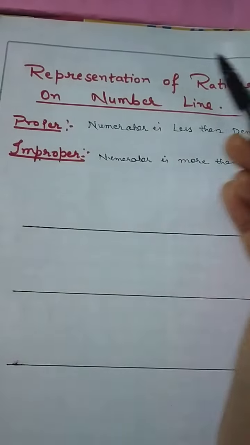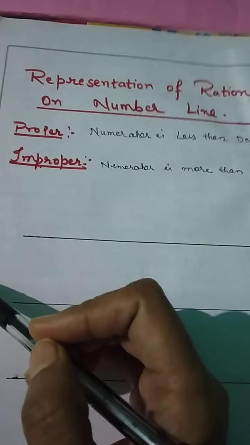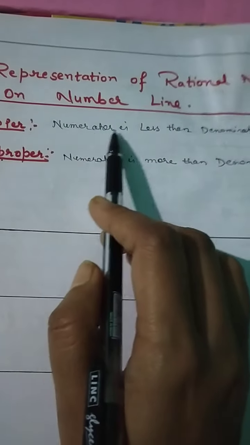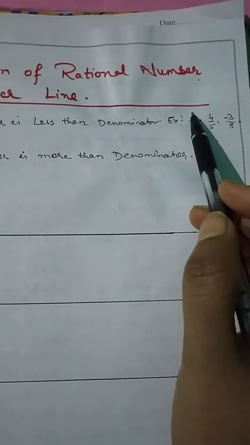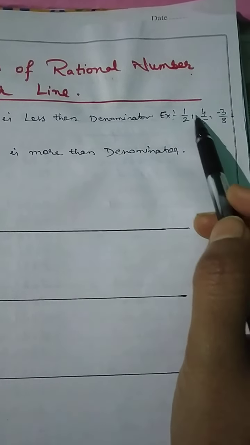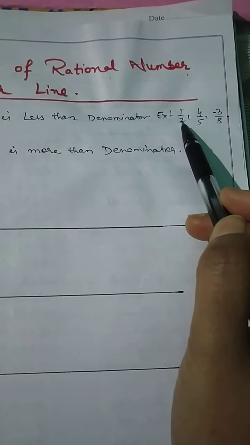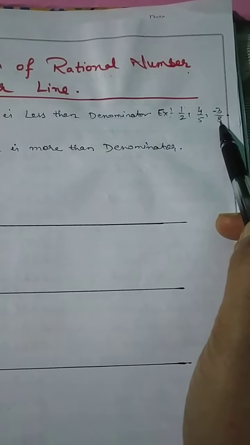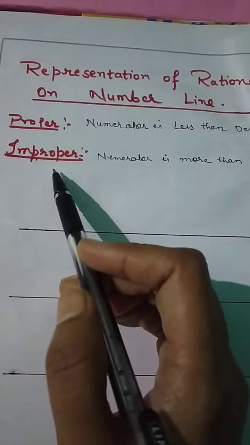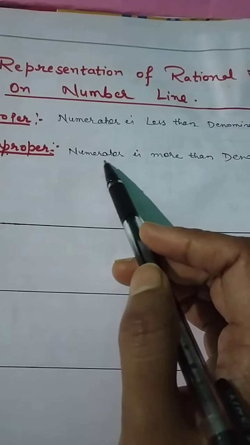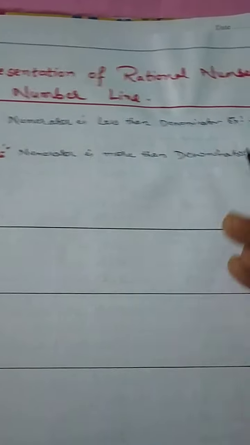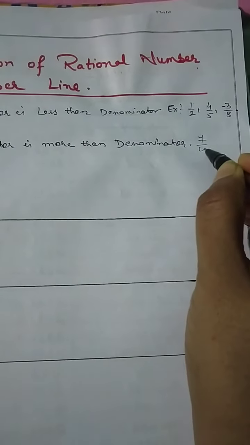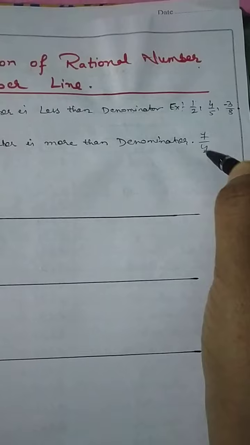Similarly, we have proper rational numbers and improper rational numbers. Whenever the numerator is less than the denominator, it is called a proper rational number, like 1 by 2, 4 by 5. You can see the numerator is less than the denominator, minus 3 by 8. Similarly, for an improper rational number, the numerator is more than the denominator, like 7 by 4. You can see the numerator is more than the denominator.